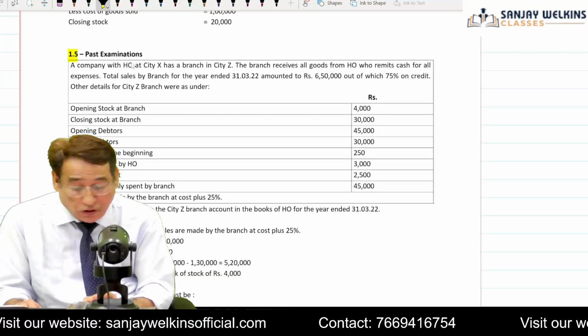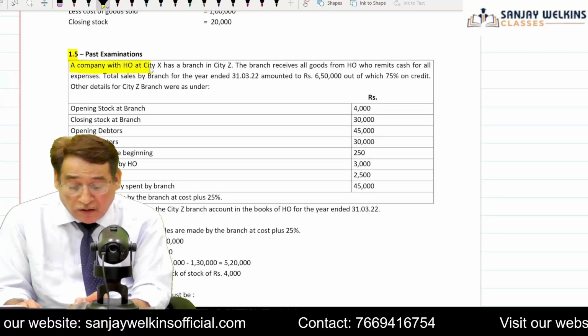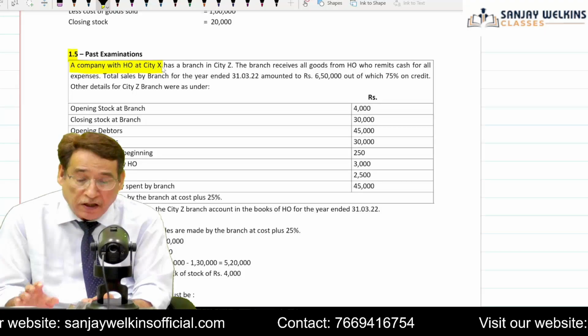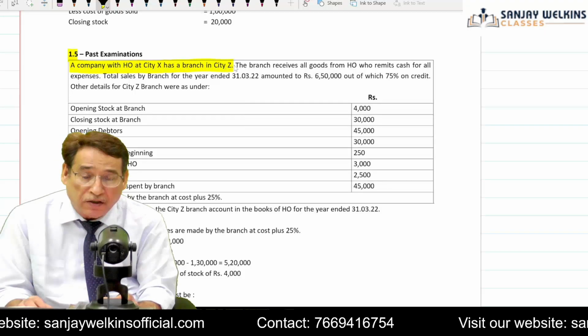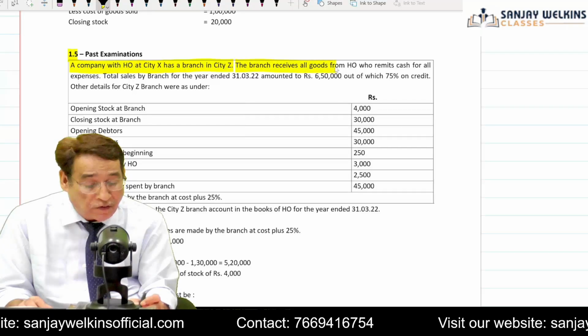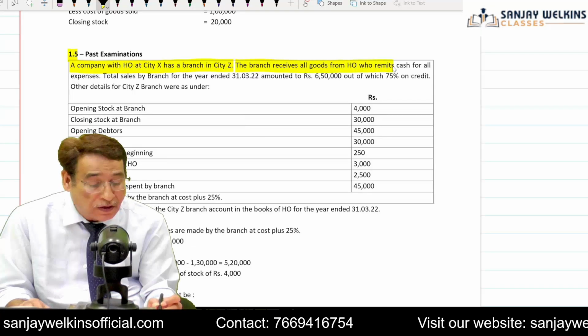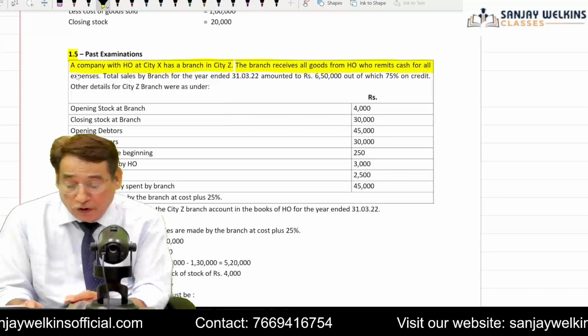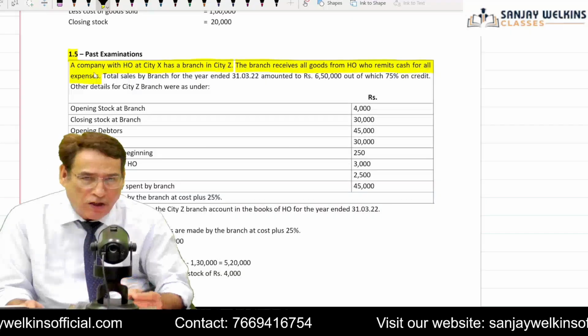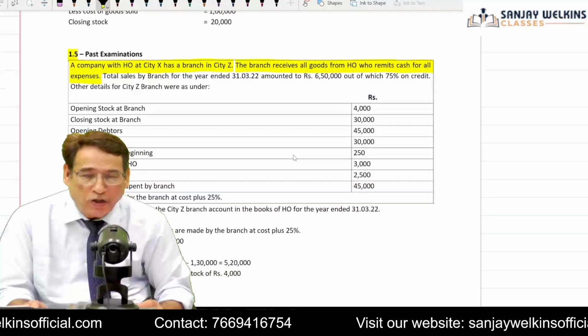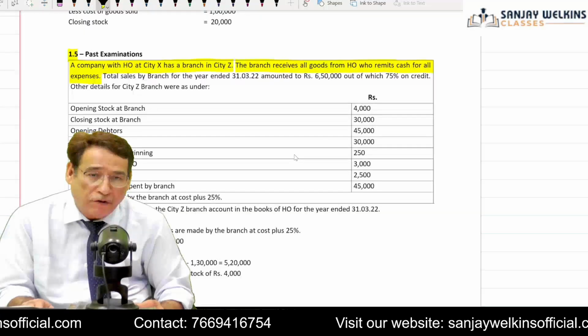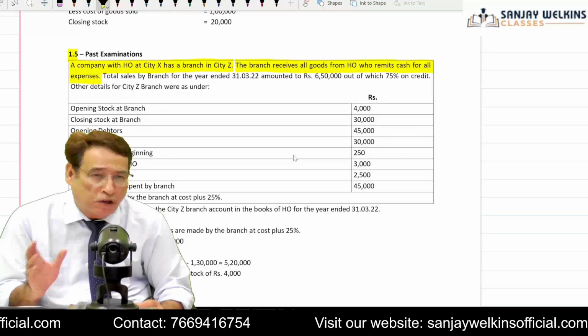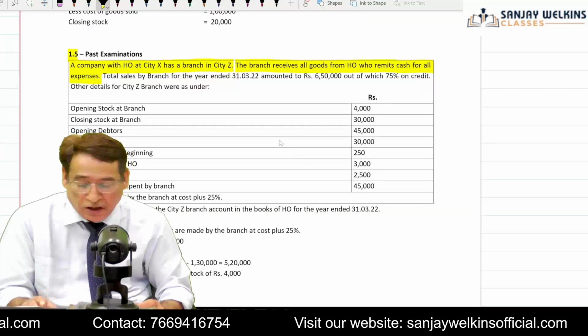Past examination question. Once again here it is given a company with head office at city X has a branch at city Z, and the branch receives all the goods from head office, who remits cash for all the expenses. Obviously, I have already told you, under dependent branches and especially under the debtors system, all the goods will have to be sent by head office, and head office will remit the cash to the branch to meet the expenses.